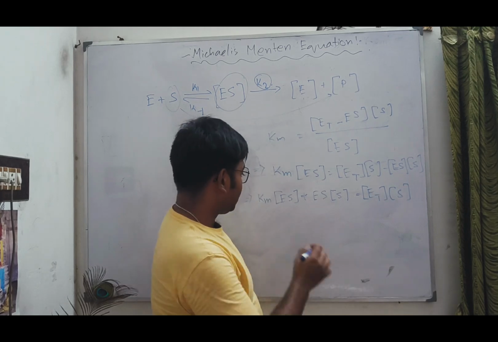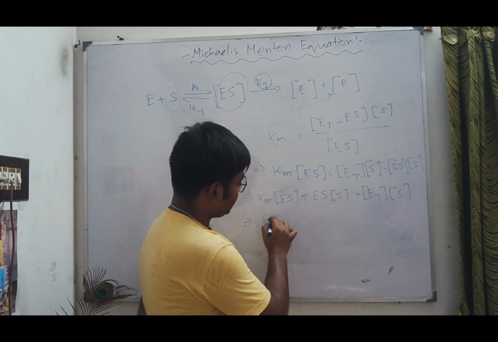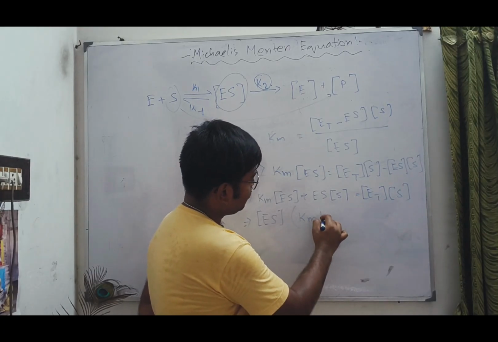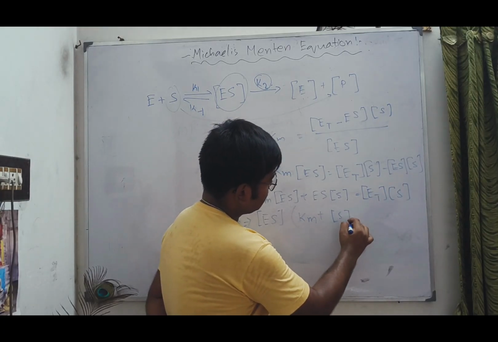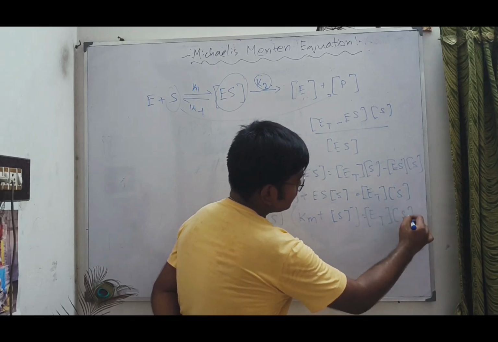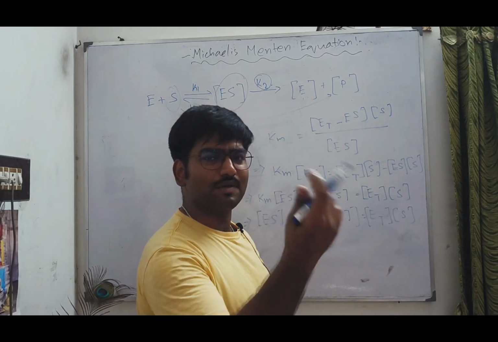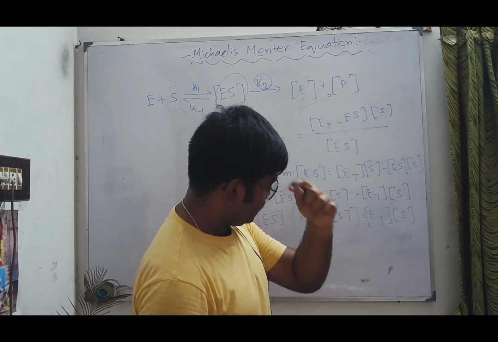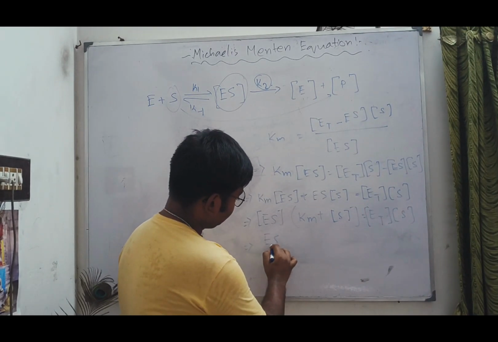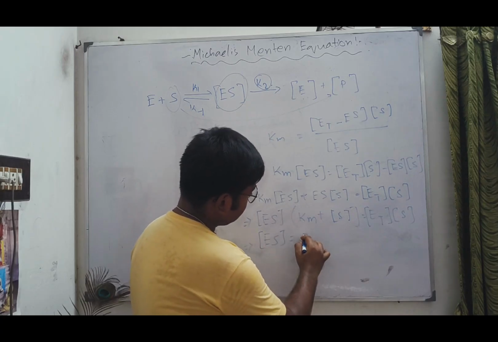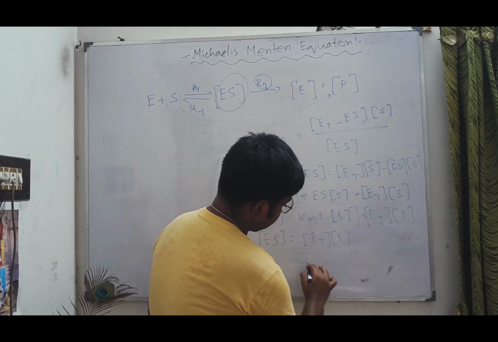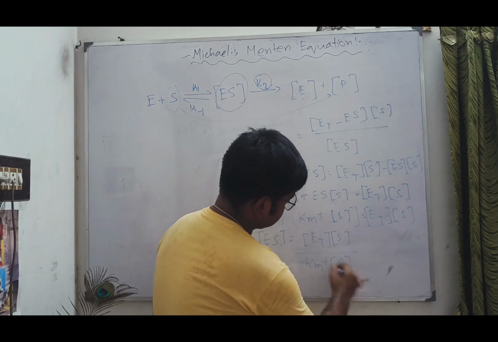Is it clear? Now I can take Es common. So what I will get, Km plus S equals Et S. Simple thing, I am just putting this value this side, that value that side. Now what I am getting is Es equals Et S by Km plus S.